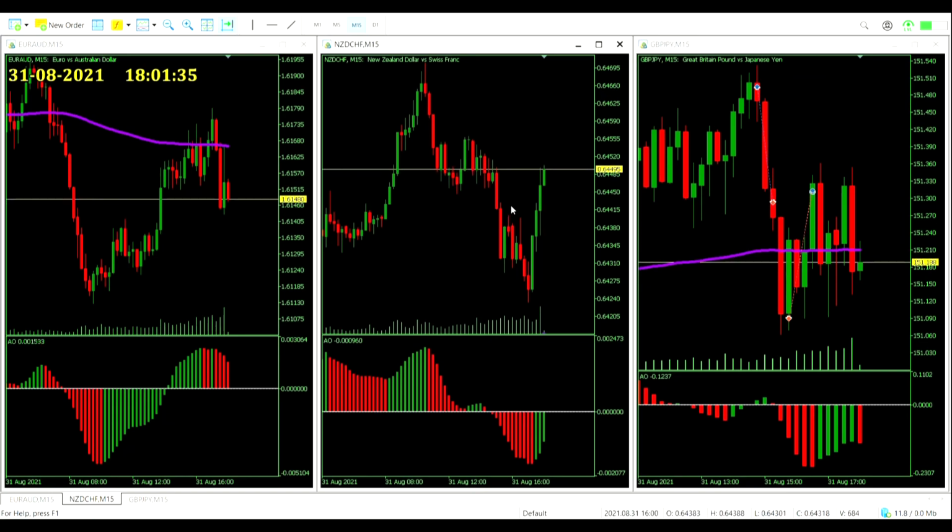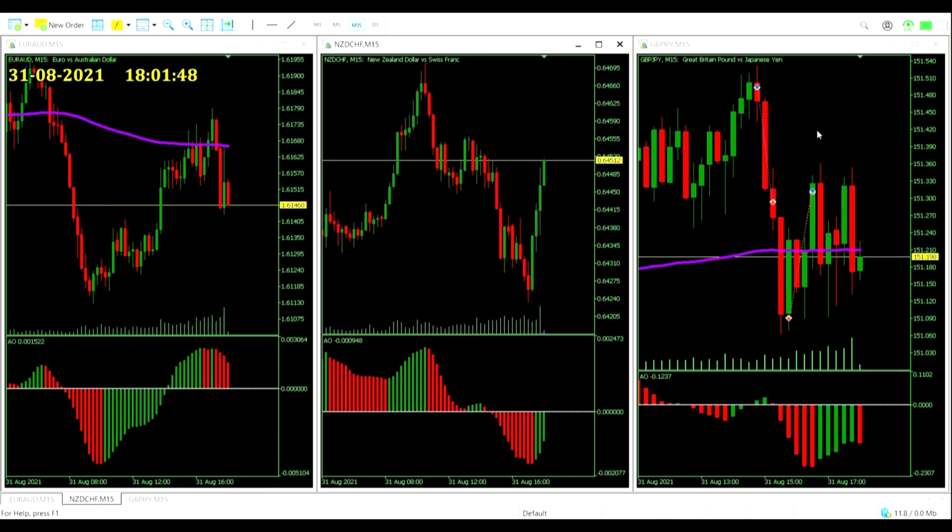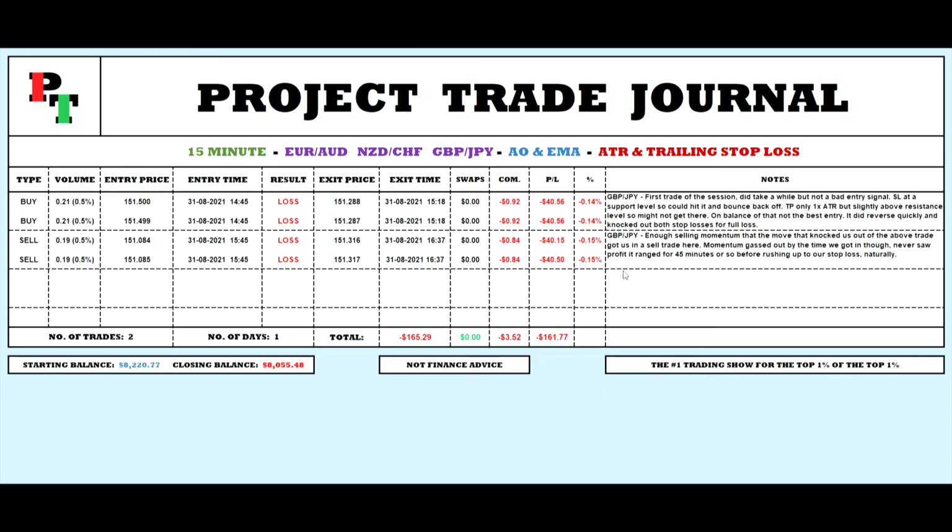We just had those two losing trades stuck in the range, which you can see over here on the Great British Pound Japanese Yen, but we will try and regain those losses with a good trend tomorrow. Let's just quickly wrap up this session with those two trades in the journal. There is our journal for the day then, with the two trades, both of them on the Great British Pound Japanese Yen pairing. We got in that buy trade.